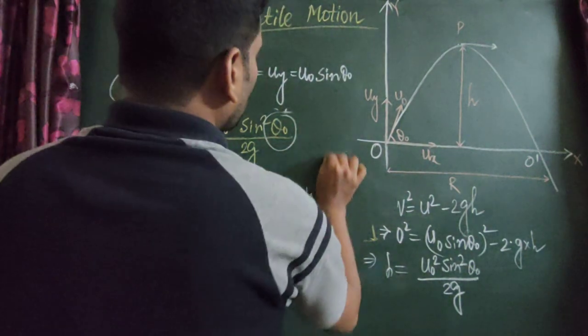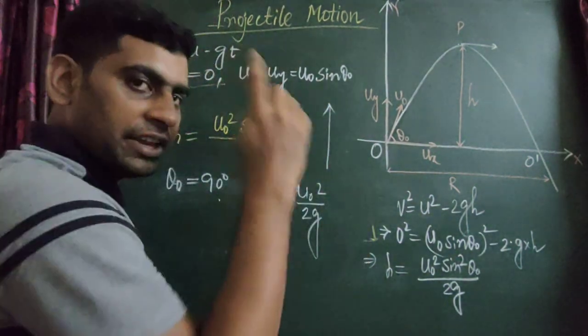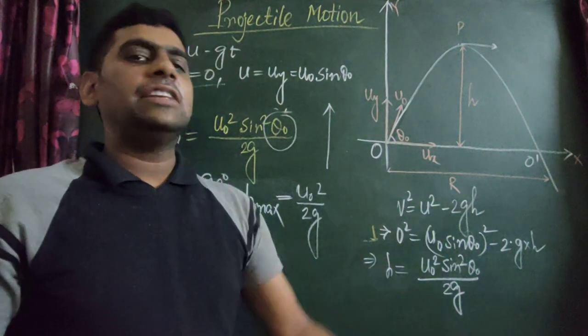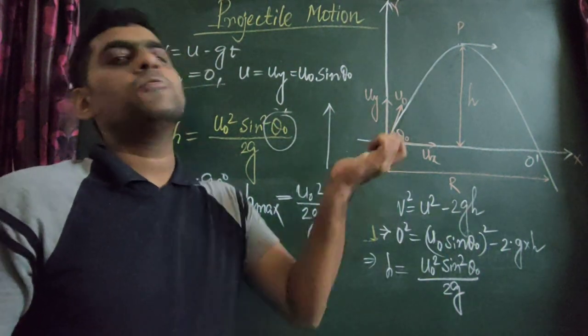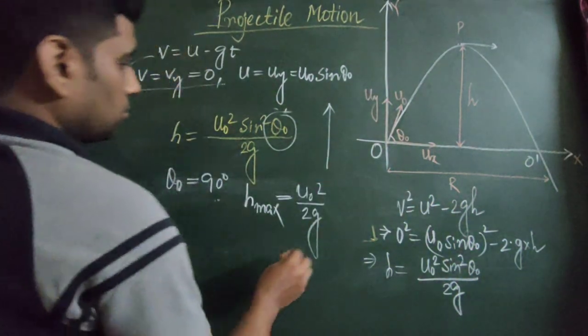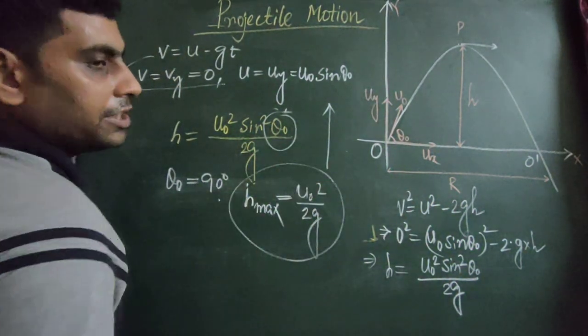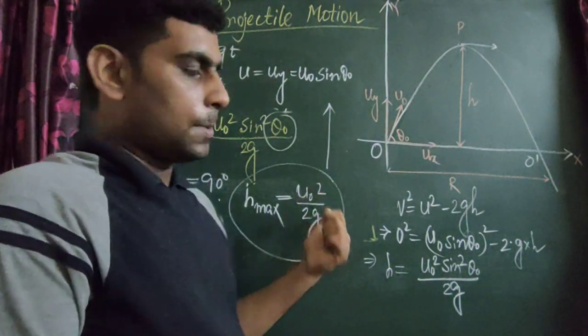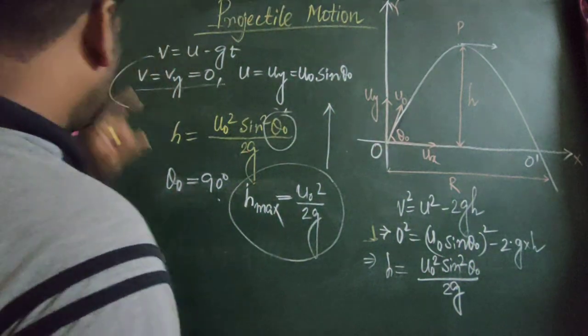That means if you throw an object vertically upward, it will reach the maximum height. That's why athletes taking high jump try to throw their body vertically upward so that they can reach the height. So this is the maximum height which can be reached by an object thrown with an initial velocity u0, and g is the acceleration due to gravity.